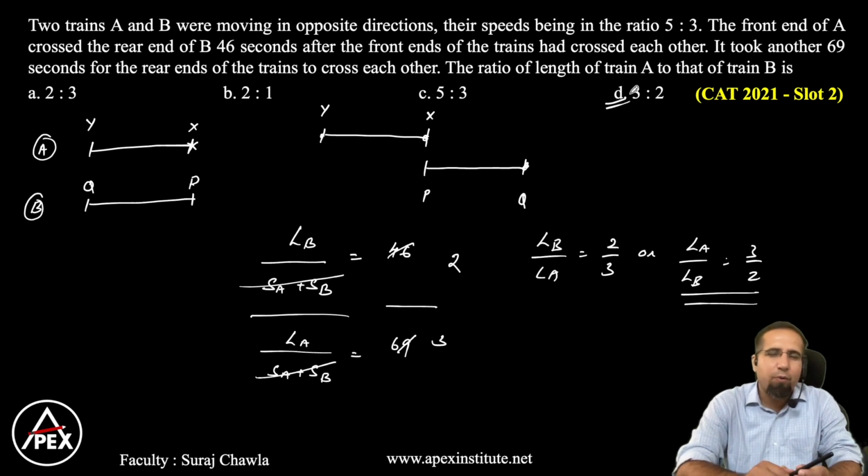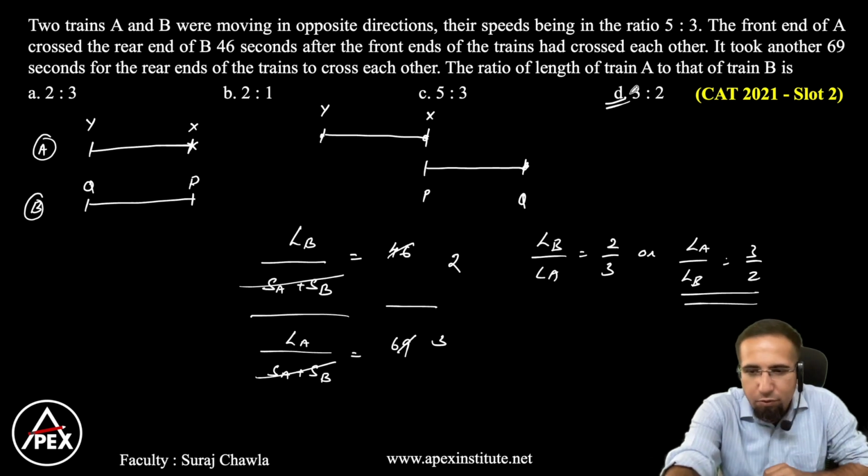Clear? So not a very difficult question, a very easy question. All we have to understand is the rear ends cross each other. So that in 69 seconds when the rear ends are crossing each other, clear? That means it's covering the length of the train A. Clear? Let's move to the next question, please.